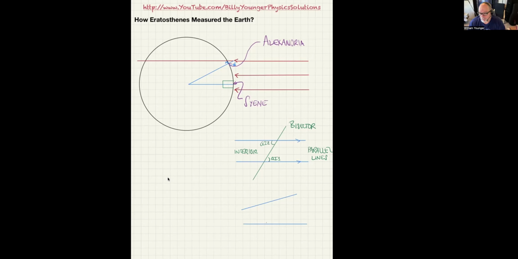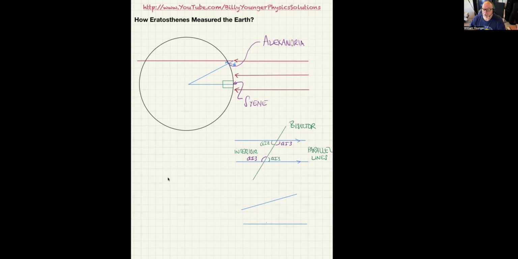That's because there's a fundamental idea in geometry that when you have two parallel rays cut by a bisector, alternate interior angles are equal. Here's another alternate interior angle. I'll call that AI3. And here's another one. I'll call that AI3. So those two are equal as well.